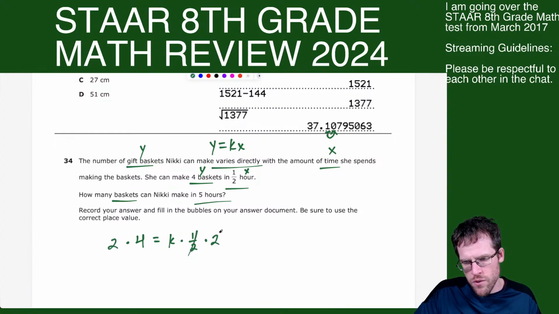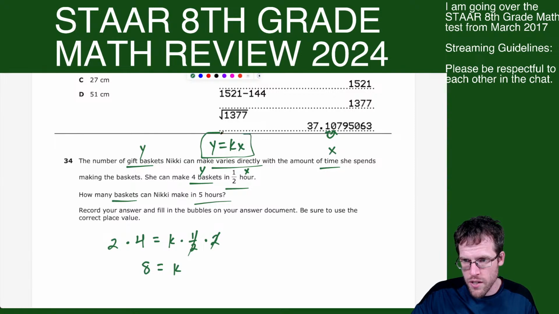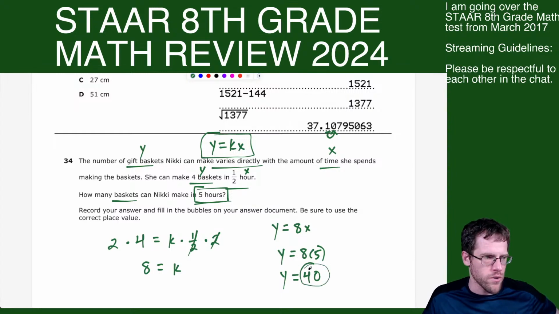So then here, 1/2 of 2 is 1. So 1/2 and 2 basically just cancel out. I get k times 1 is k, equals 2 times 4 is 8. And now from here, I could set up an equation. I have y varies directly with x, but the constant of proportionality is 8. So I get y equals 8x. So then how many baskets can Nikki make in 5 hours? So I say x is equal to 5. Remember, time was x. So y equals 8 times 5. And this is going to give us y is equal to 40. So Nikki can make 40 baskets in 5 hours.